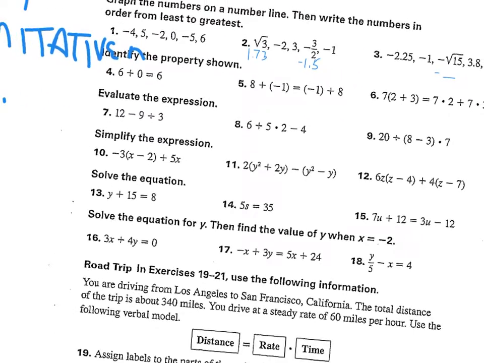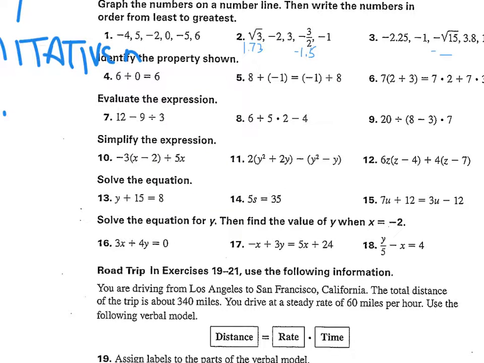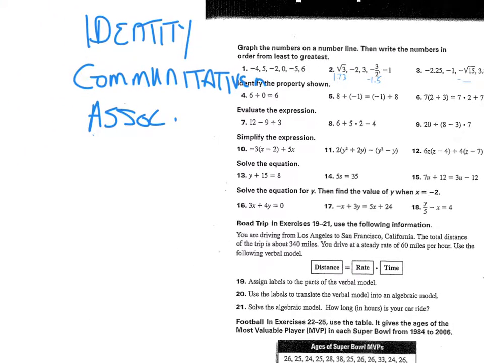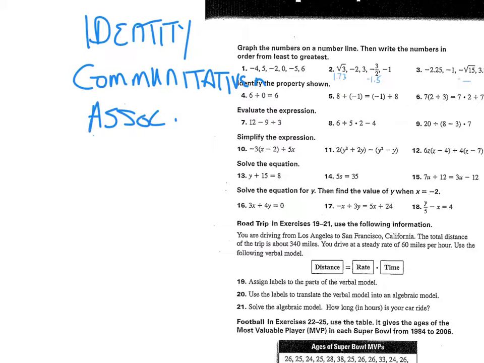Moving on to 7, 8, and 9. They just want you to solve these problems. Follow the order of operations. Please remember the rules of please excuse my dear Aunt Sally, or as a lot of times it's called PEMDAS. Parentheses, exponents, multiply or divide whatever you see from left to right first. Add or subtract, again, from left to right, whoever comes first.